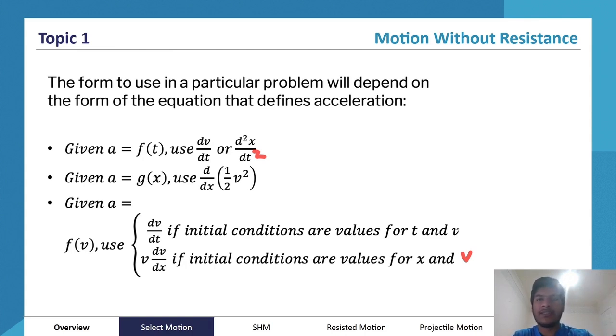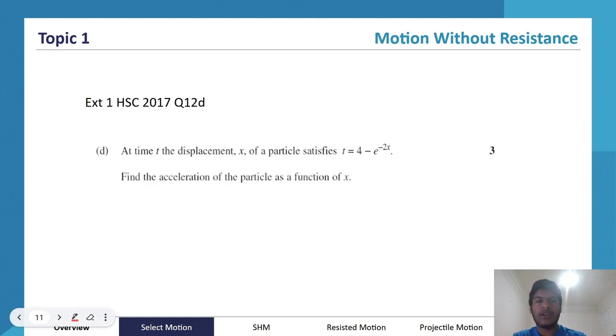So initially, if the particle is at the origin, so at x equals 0, v equals 0, so when the particle is at rest at the origin or something like that, then we would use v dv dx. Otherwise, if it's in terms of t and v, we use dv dt. It seems a bit theoretical when we say it this way, but hopefully a few examples will clear that up. Let's start with our first example.